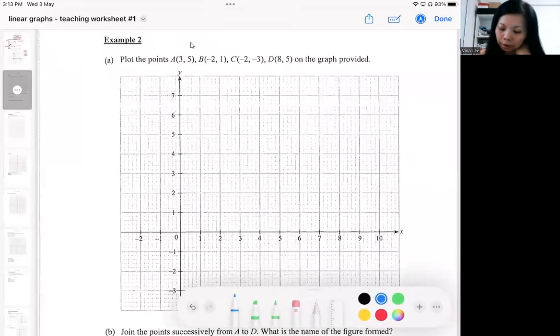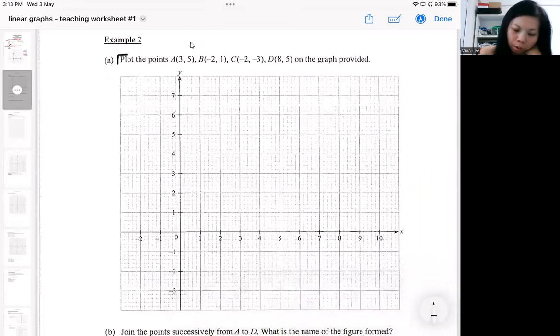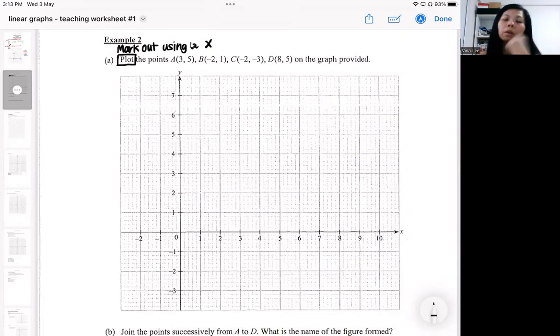Okay, so for this example, we're going to learn how to plot points. Plot is like marking out the point. So where are the coordinates? We usually mark out by using a cross. Okay, so I'm going to show you how we mark up and label.